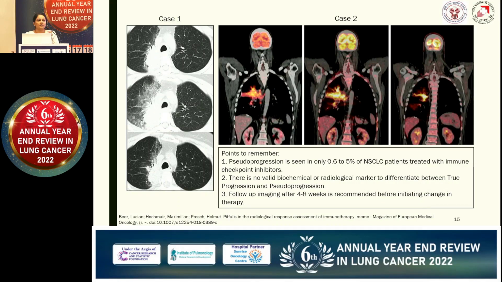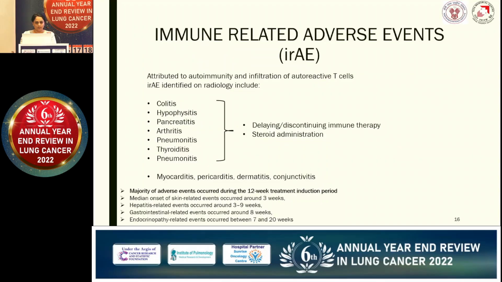an increase, the treatment should not be changed immediately at that point, and a decision should be taken after the second scan. The follow-up scan should be done at least 4 to 8 weeks apart. However, even several months later, we can see pseudo-progression in some cases. And there is no valid biochemical or radiological marker yet which can differentiate true versus pseudo-progression, hence the importance of follow-up scans.